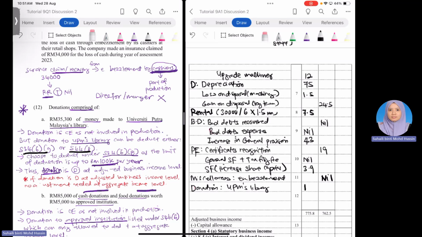So this donation is allowed to be deducted according to section 34(6)(g). The maximum amount is up to RM100,000, and the donation made by the company is only RM35,300.